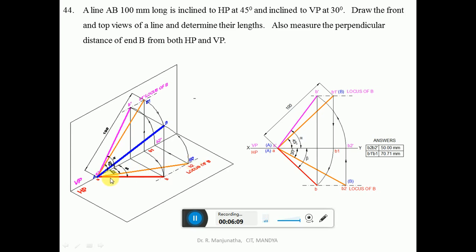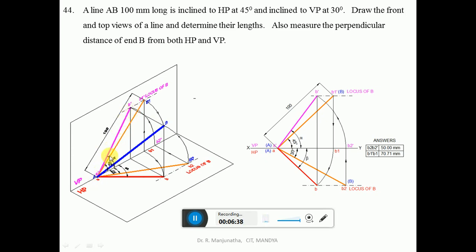But due to the true length, the line is also inclined to HP at 45 degrees. So you are going to get the locus of B in the front view here. That B2 dash is not on HP, but instead it is above HP by a certain distance. So with A dash as center, taking the radius of A dash B2 dash, you draw an arc such that it cuts the locus of B here. Both will coincide. So you are going to get this point B dash. Then join A dash to B dash with a dark line.